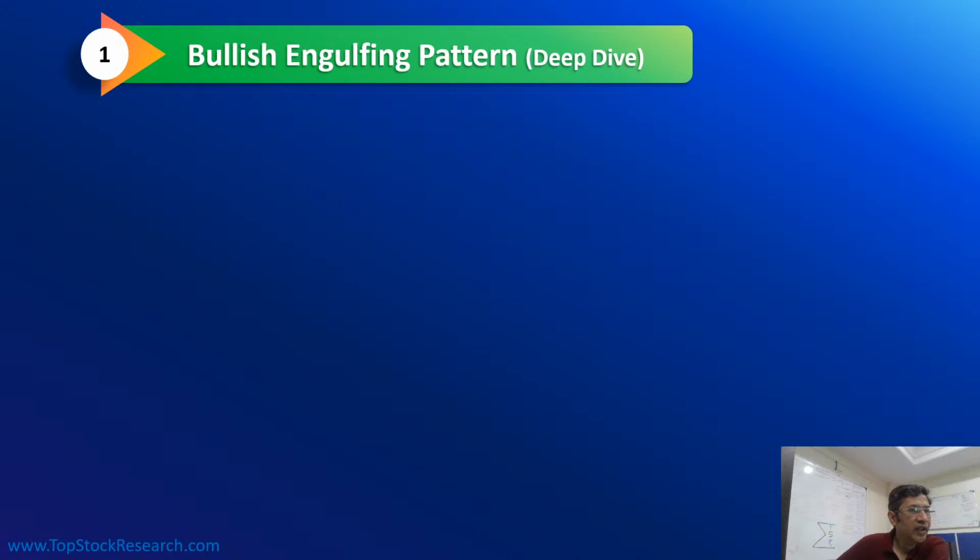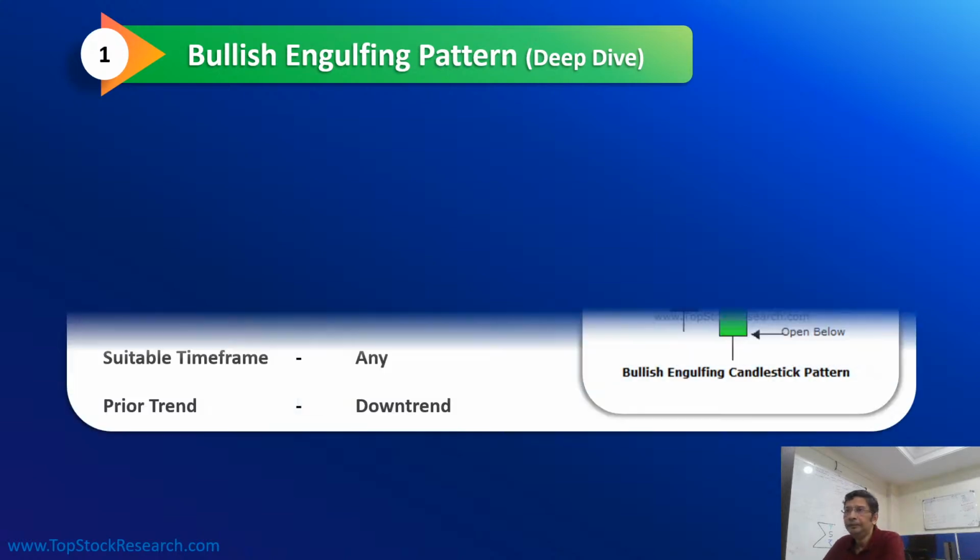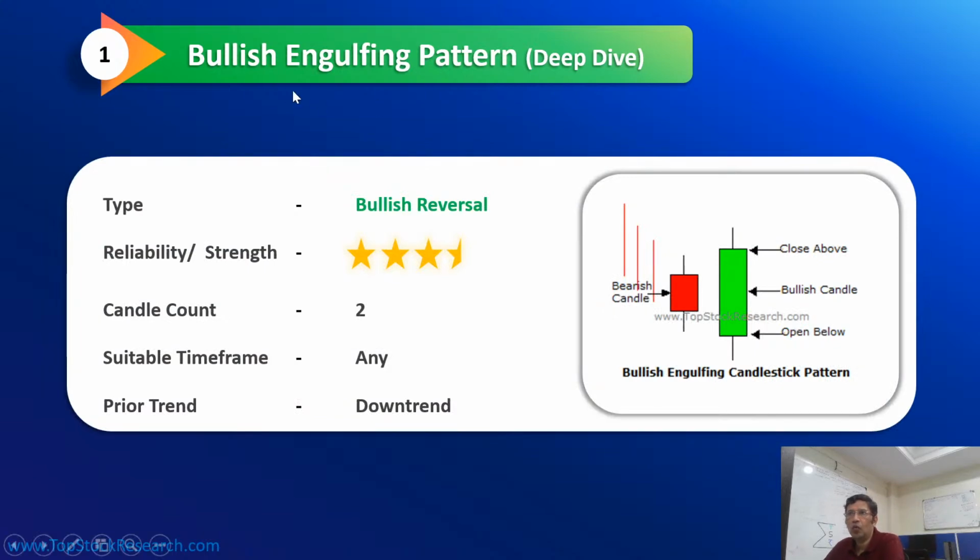There's a question: two candle pattern, bullish or bearish engulfing. Yeah, we'll come to that in a while. So what is the reliability of this pattern, engulfing? The reliability is higher than Doji, but slightly lesser than Marubozu, right?